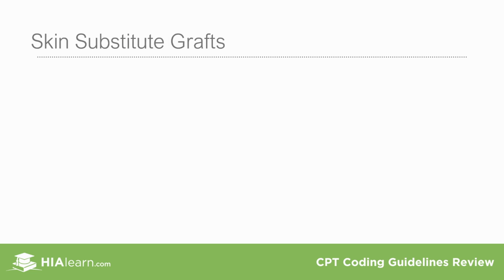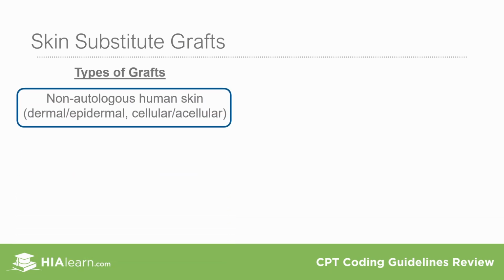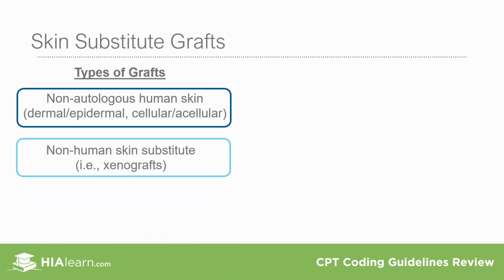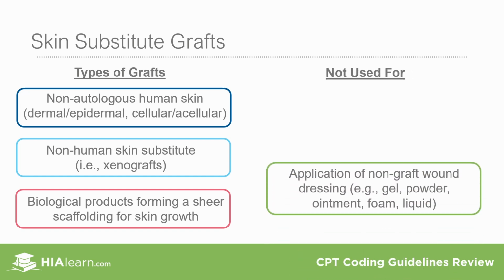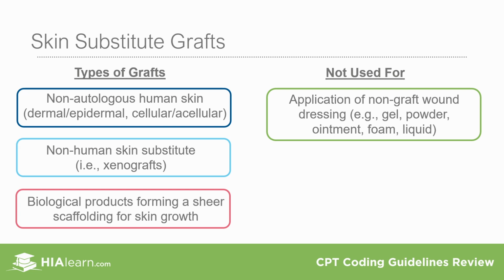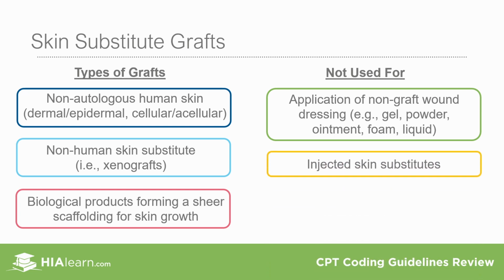Skin substitute grafts include several types of grafts, such as non-autologous human skin, dermal or epidermal, cellular or acellular, non-human skin substitutes such as xenografts, and biological products that form a sheer scaffolding for skin growth. The codes used to report skin substitute grafts are not used to report application of non-graft wound dressings in various forms, such as gel, powder, ointment, foam, or liquid. Injected skin substitutes are also not reported as skin substitute grafts.